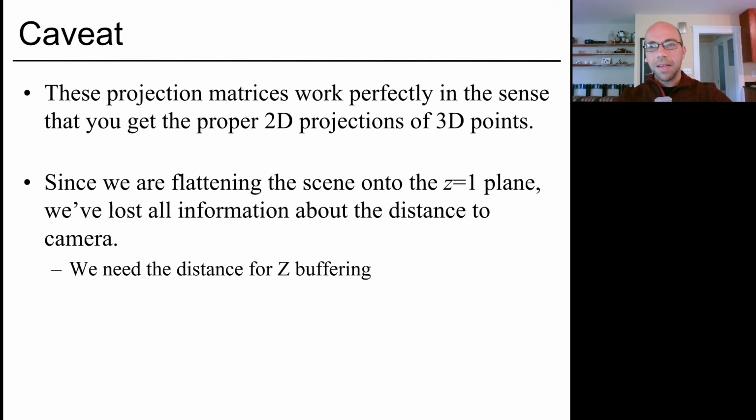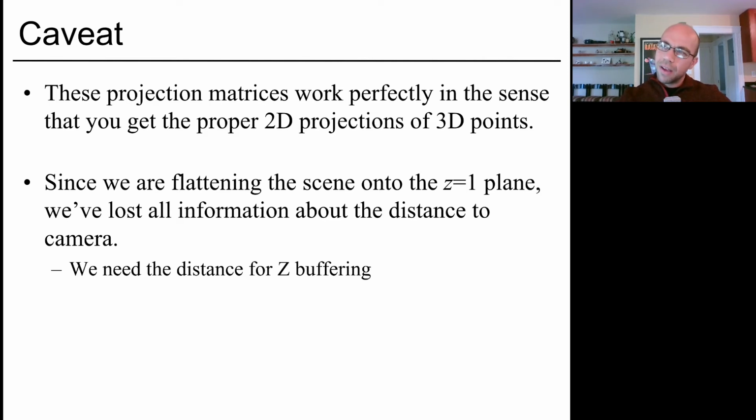Now, these matrices work perfectly fine in that you really do get the proper 2D projections of 3D points, at least after you divide out by that homogeneous coordinate. But in effect, when we do that division, we're flattening the scene to this z=1 plane. So in other words, we've basically forgotten about the distance of the triangle to the camera. Now, that's perfectly fine for generating fragments, because again, the projection of a 3D triangle onto your scene is still a triangle. But we do need distance information for z buffering, so we actually don't want to forget it.